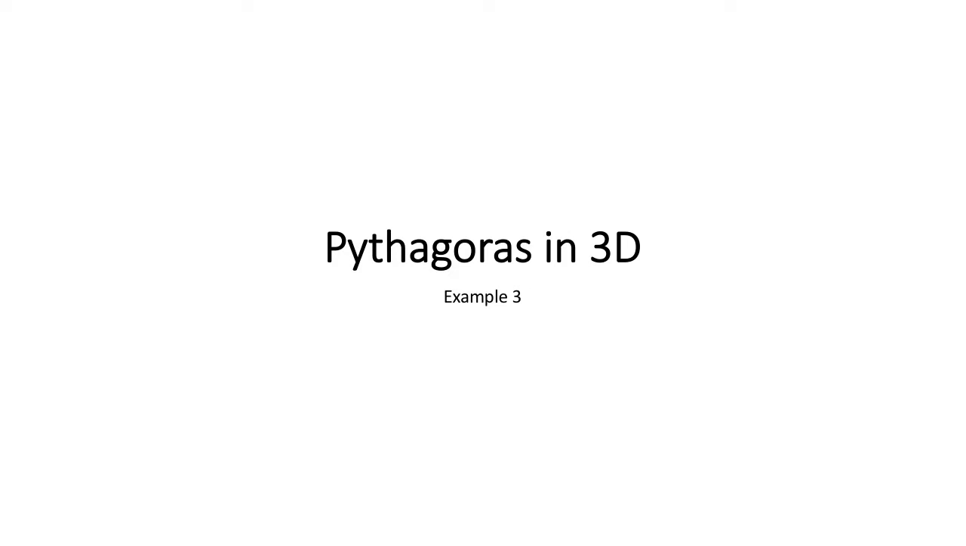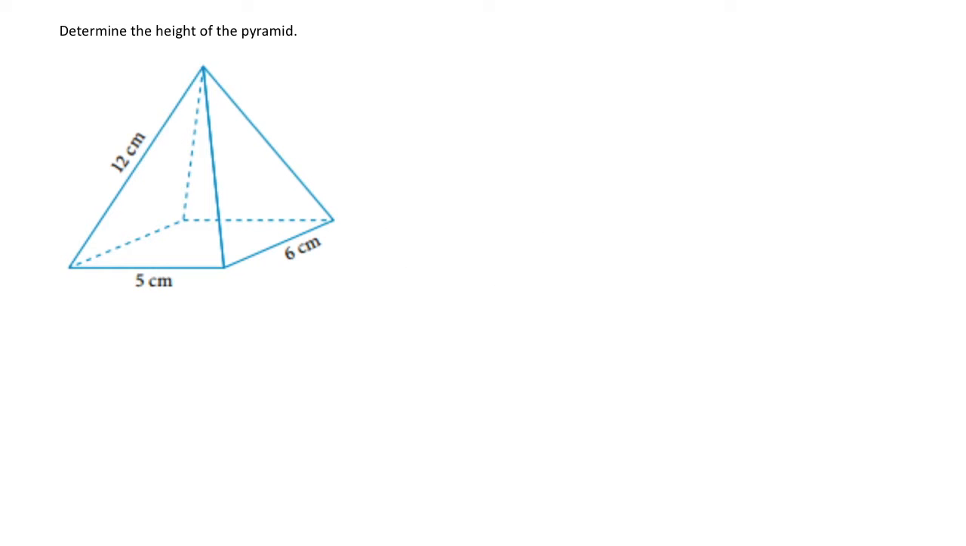This video is going to have a look at an example of how we calculate Pythagoras within a 3D shape. So the example asks us to determine the height of the pyramid. Now the height of the pyramid is going to be from the top down to the center of the base. So I can use that height to form a right angle triangle.